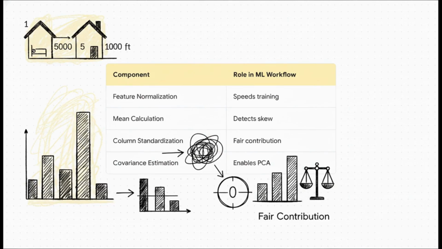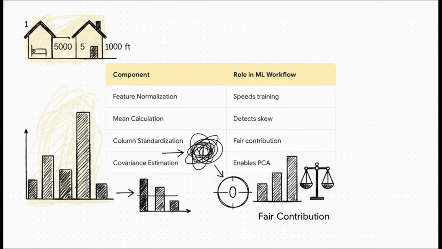Think about column standardization for a second, which ensures fair feature contribution. Imagine you're building a machine learning model to predict housing prices. One of your columns is the number of bedrooms. Let's say it ranges between 1 and 5. Another column is the property size in square feet, which ranges between, say, 1,000 and 5,000. If we just blindly dump these raw numbers into an algorithm, the algorithm is going to look at the massive numbers in the square footage column and completely ignore the bedroom column. It just naturally assumes bigger numbers must be more important.